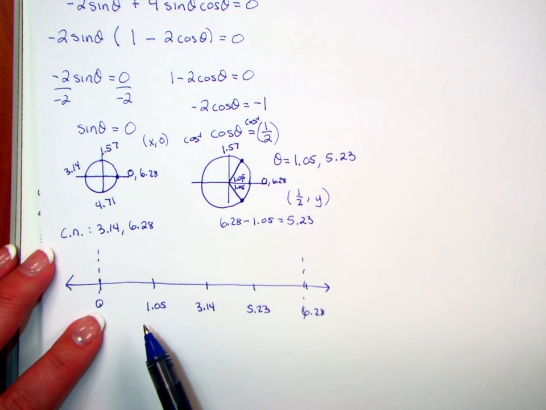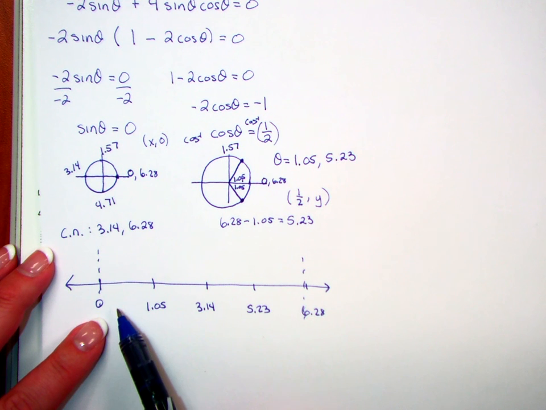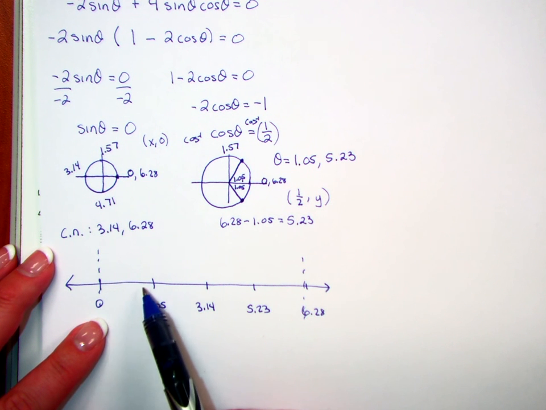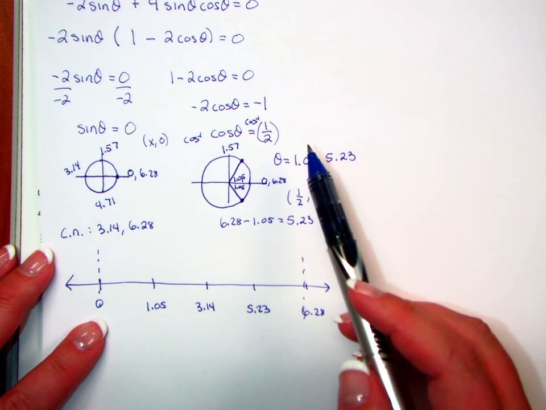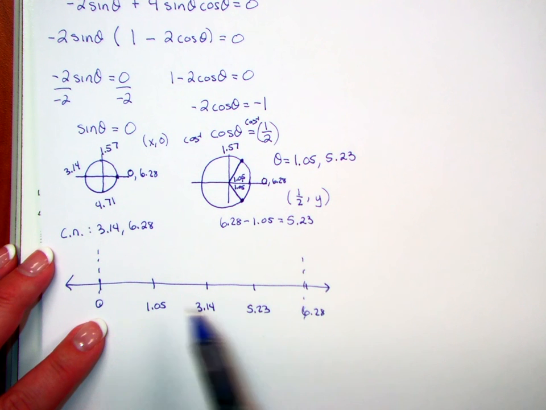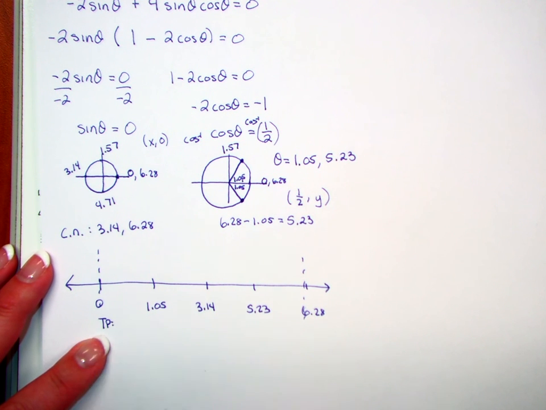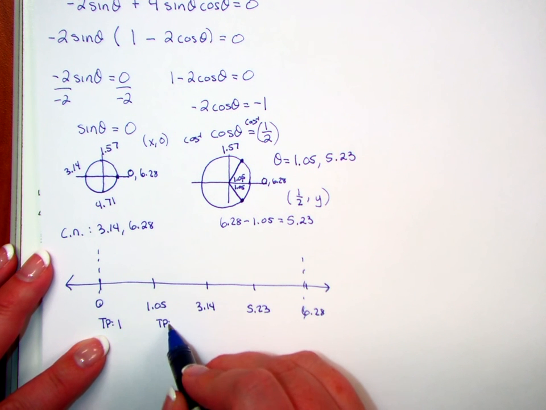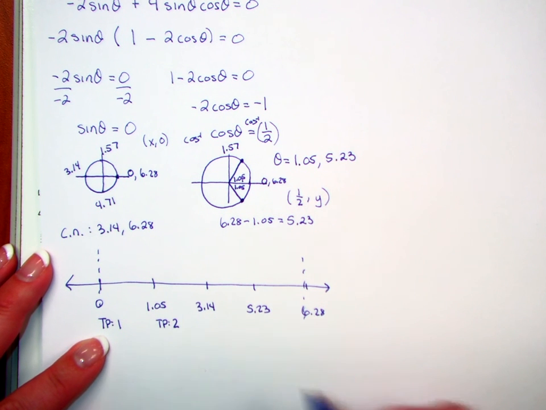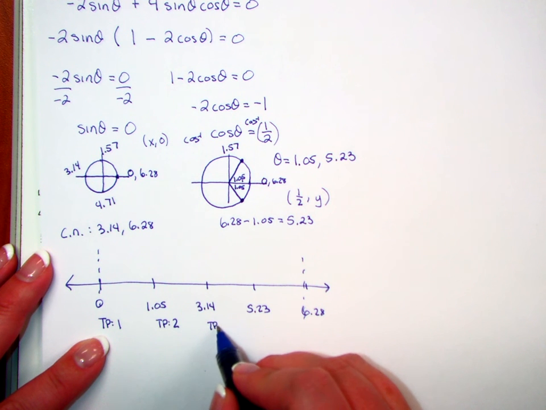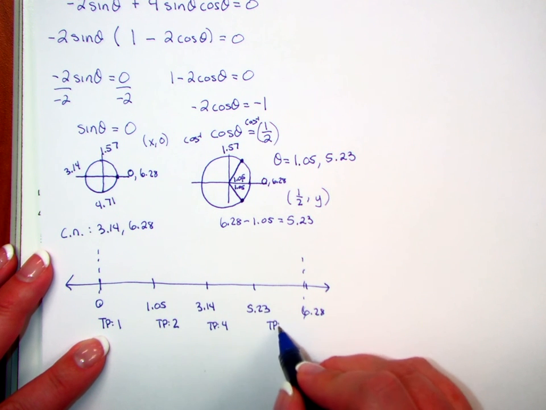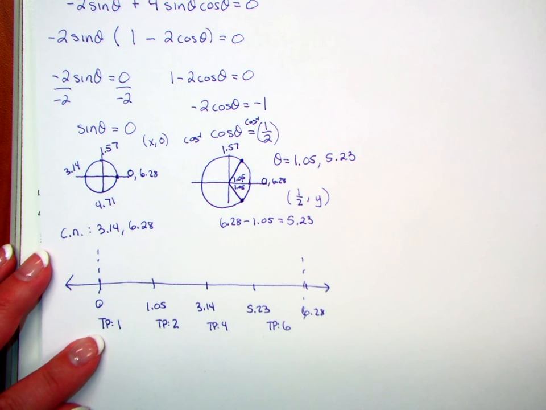Instead of putting my factors down, I'm just going to plug the derivative as a whole into my y equals and pick test points. A test point between 0 and 1.05, let's make it easy, I'll pick 1. A test point between 1.05 and 3.14, I'm going to use 2. A test point between 3.14 and 5.23, I'm going to pick 4. And our last test point between 5.23 and 6.28, I'll pick 6, just so I can have some nice whole numbers.